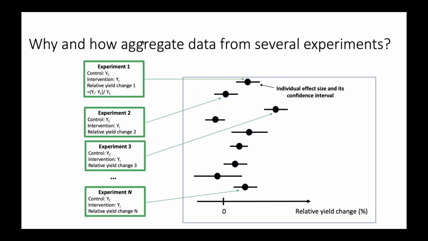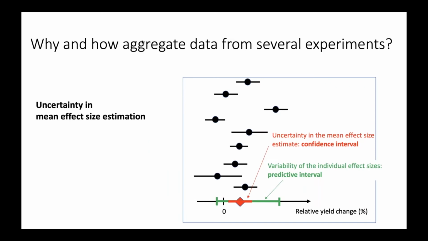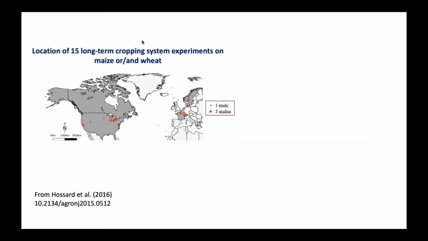So if you repeat that across a large range of experiments, you get an ensemble of individual effect sizes plus their confidence intervals. And the next step is to estimate the mean effect size as a weighted mean of the individual effect sizes. Then you have to evaluate the uncertainty in the mean effect size estimate, and you can describe the uncertainties through two probability intervals, the confidence interval and the predictive interval. The first one assesses the uncertainty in the mean effect size estimate, and the second one allows you to calculate the predictive interval for a new situation.